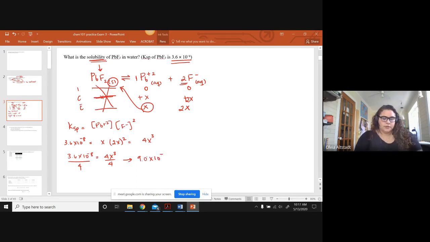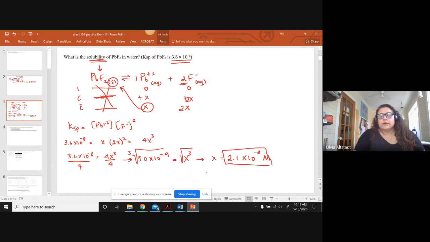And that gives me 9.0 times 10 to the negative 9 as x cubed. So I'm going to take the cube root on both sides. And X is 2.1 times 10 to the negative 3. So the solubility of lead fluoride is this number.